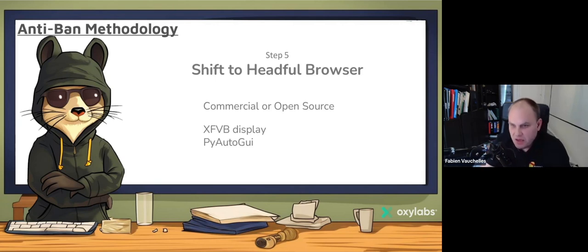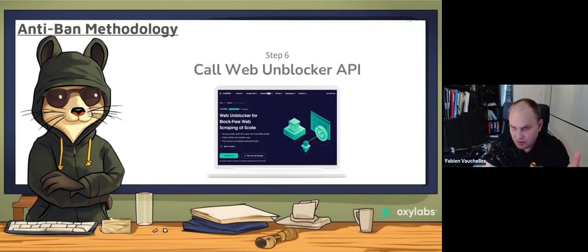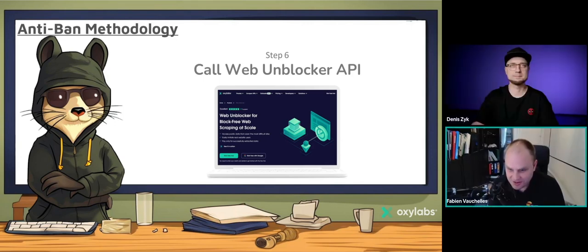And if everything is not working, perhaps you can try the Web Unblocker API. So what is the Unblocker API? The Unblocker API will do all the previous steps for you. It is a commercial solution, but it is very effective, and you can directly jump to this step. And I think Denis has some information to share about that.